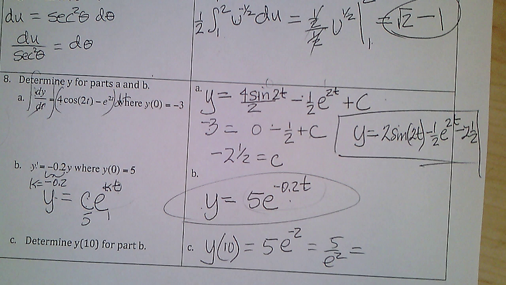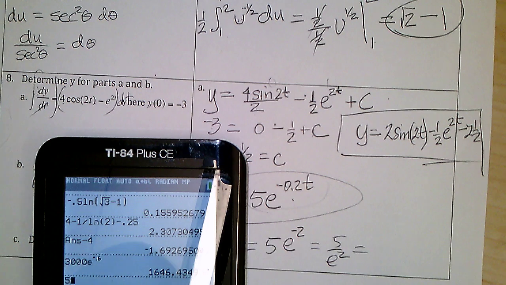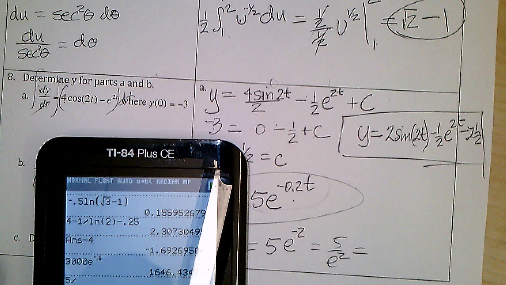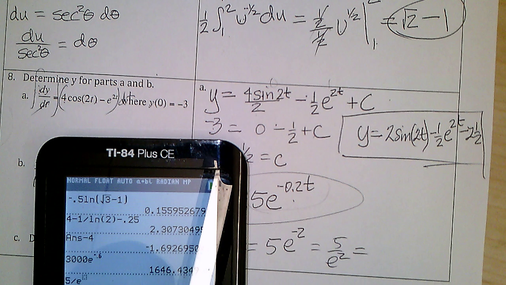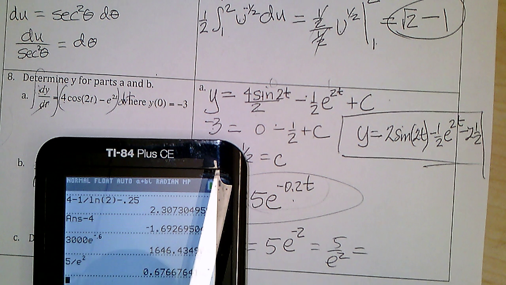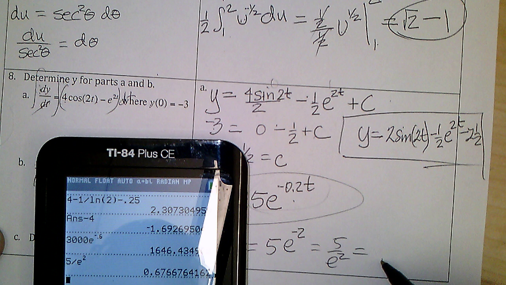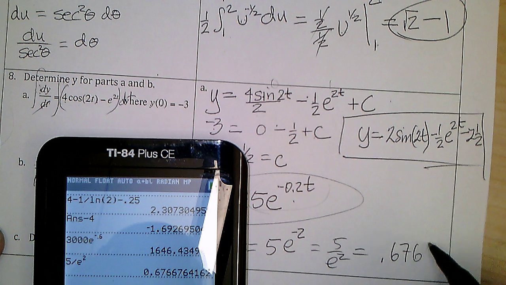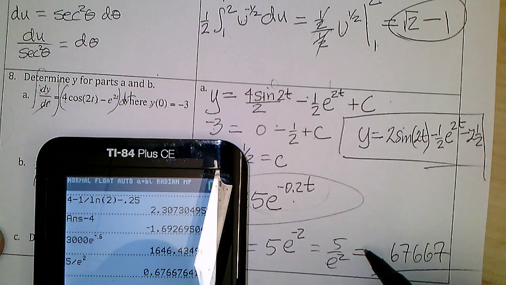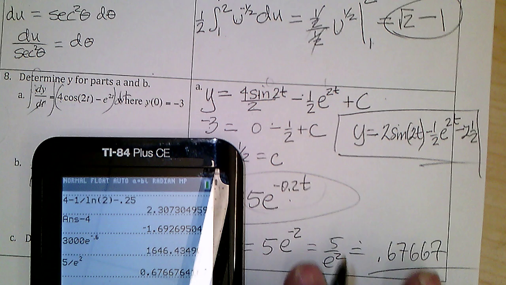Which is 5 over e squared, and we could type that into a calculator. 5 divided by e squared comes out to be 0.67667-ish.